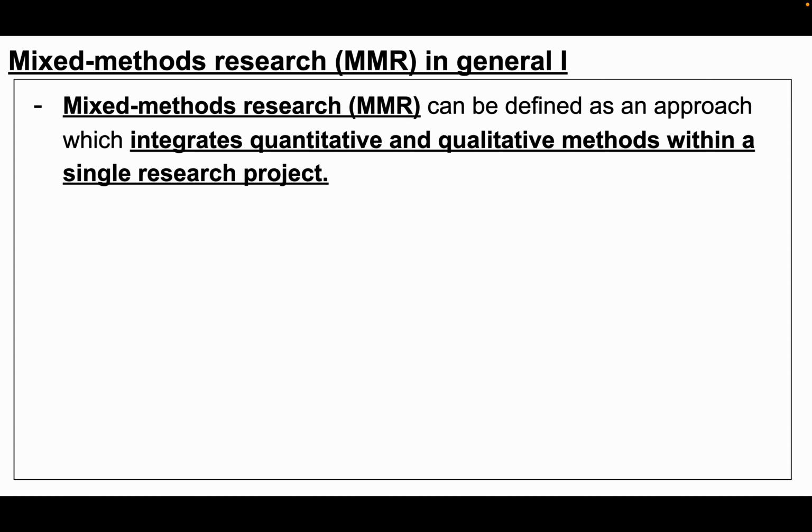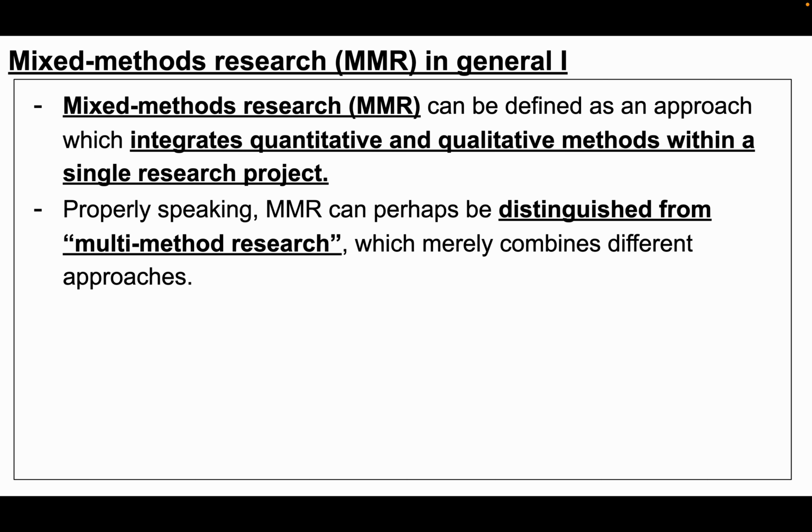So let's now talk about some ways we might try to exploit the benefits of both strategies while avoiding the drawbacks of either. So you can think about this general project as that of mixed methods research, which attempts to integrate quantitative and qualitative methods within a single research project. Properly speaking, you might try to distinguish MMR from multi-method research, which merely combines different approaches. Now, well, these sound really similar, right?